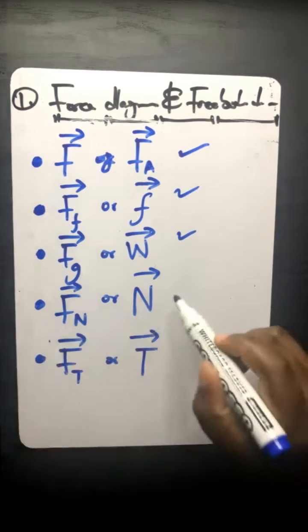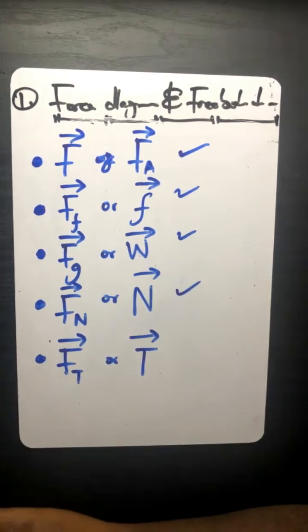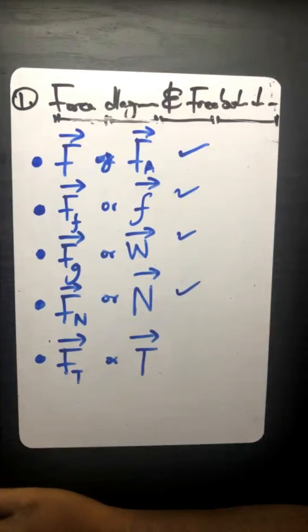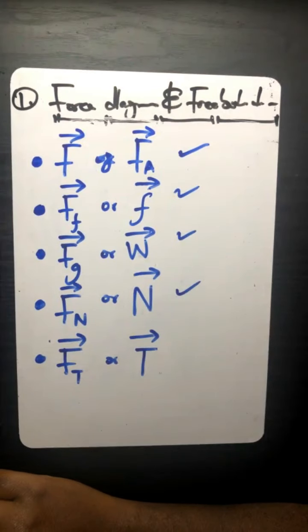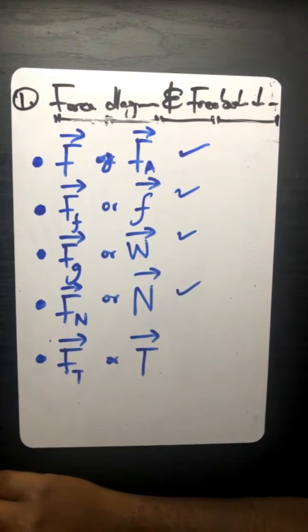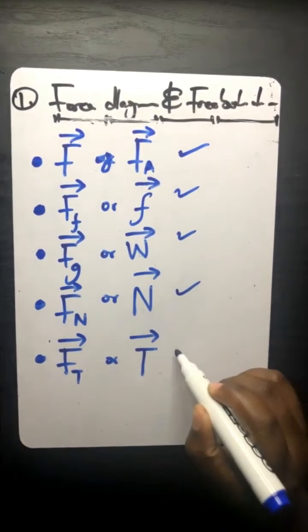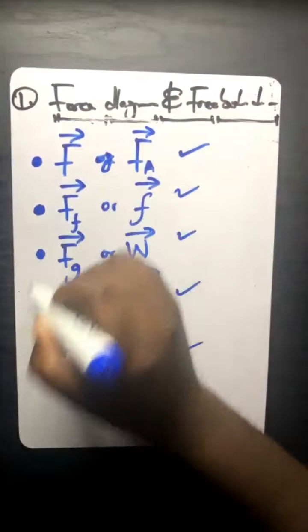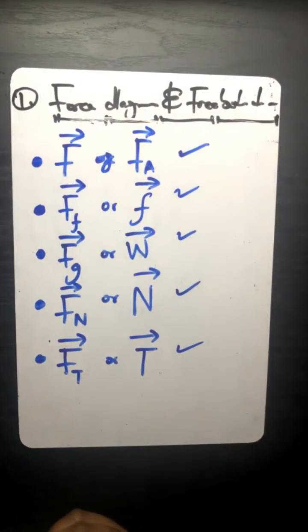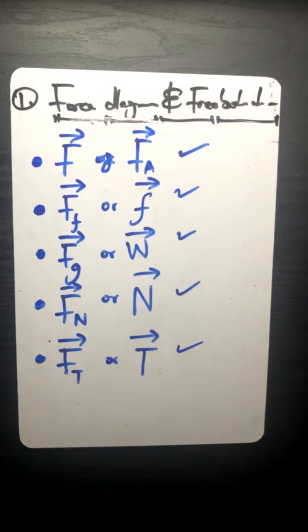And lastly, guys, we've got the tension, which could result from a cable or a rope on an object in the direction of motion. So these are the 1, 2, 3, 4, 5 forces which you may have to indicate when you draw a free body diagram or a force diagram.